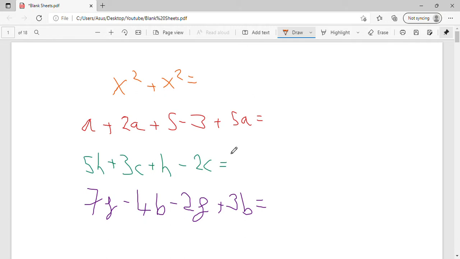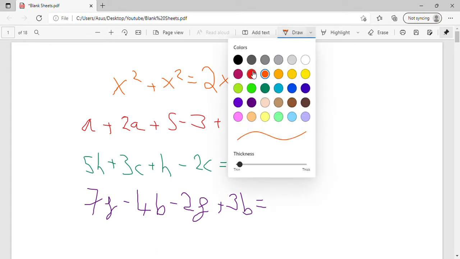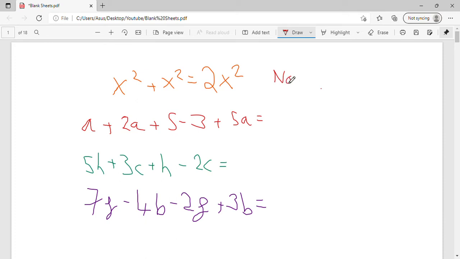Alright, so first one we have x squared plus x squared. You do not add the squareds together, the 2's together, to make x to the power of 4, because you have 2x squared, you do not have x times x times x times x. So this would come together to make 2x squared. It would not make x to the power of 4.